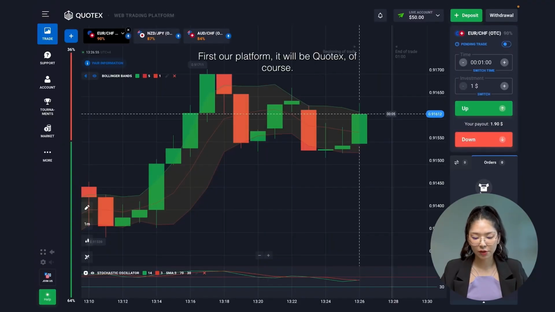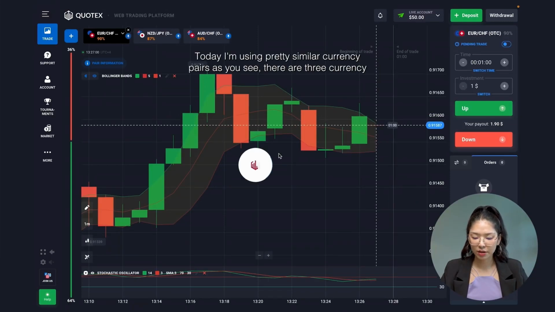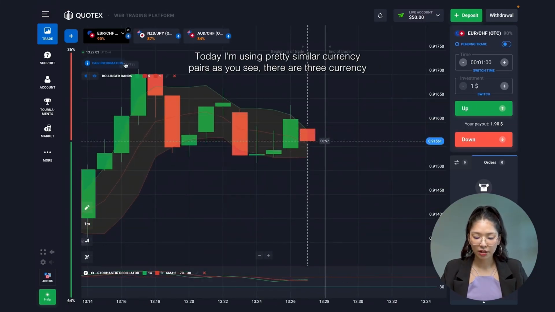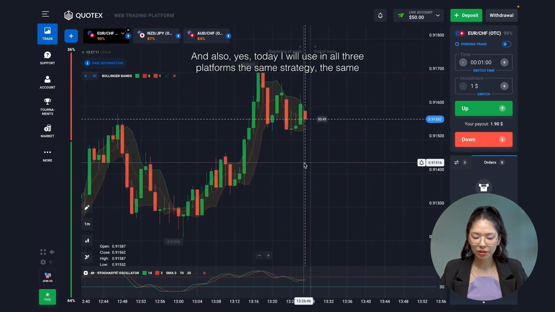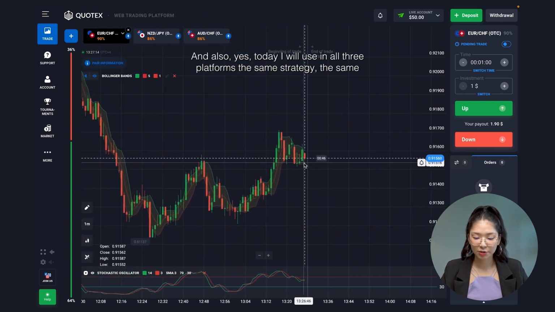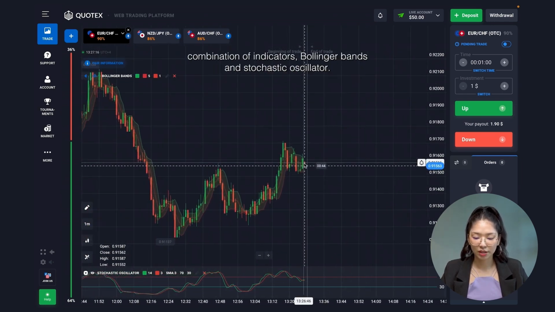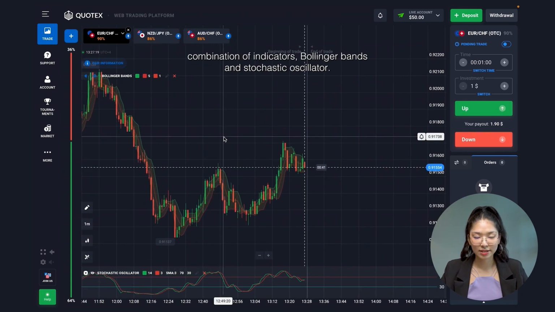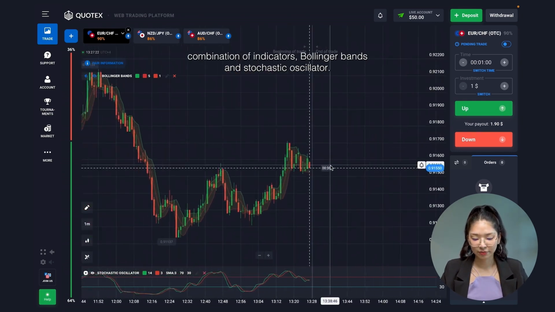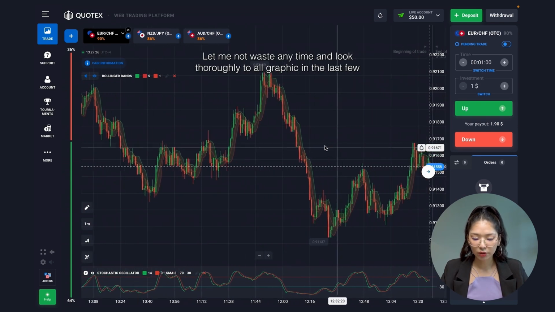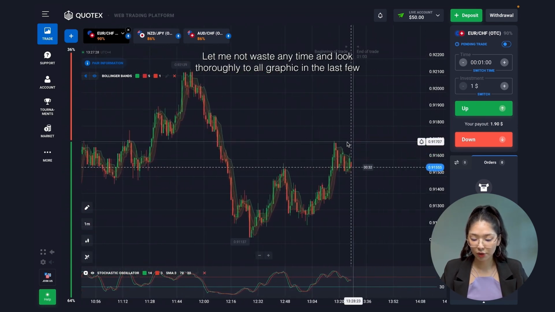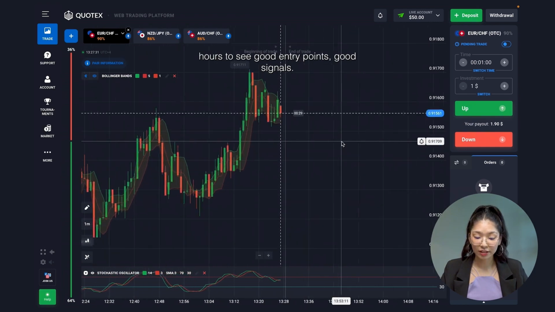So guys, here we are. Our first platform will be Quotex, of course. Today I'm using pretty similar currency pairs. As you see, there are 3 currency pairs with a big percentage of payout. Also, today I will use the same strategy on all 3 platforms, the same combination of indicators, Bollinger Bands and stochastic oscillator. So let me not waste any time and look thoroughly at the whole graph over the last few hours to see good entry points and really good signals.